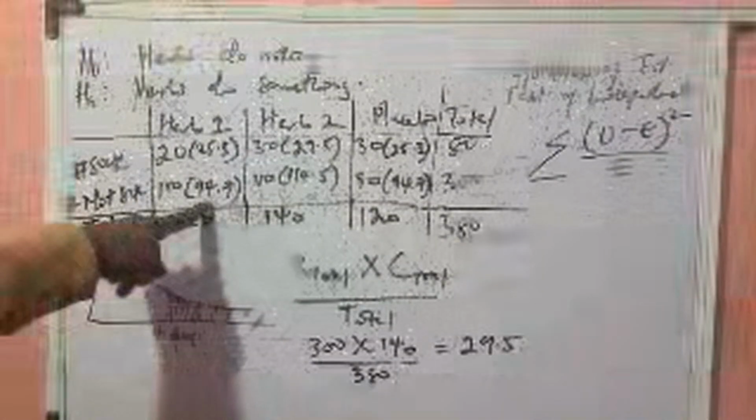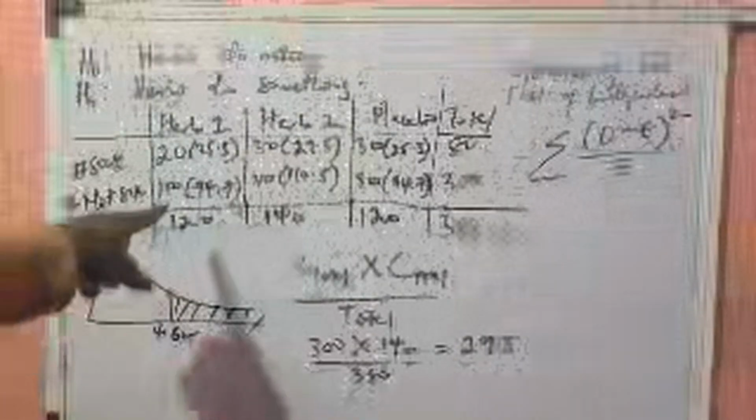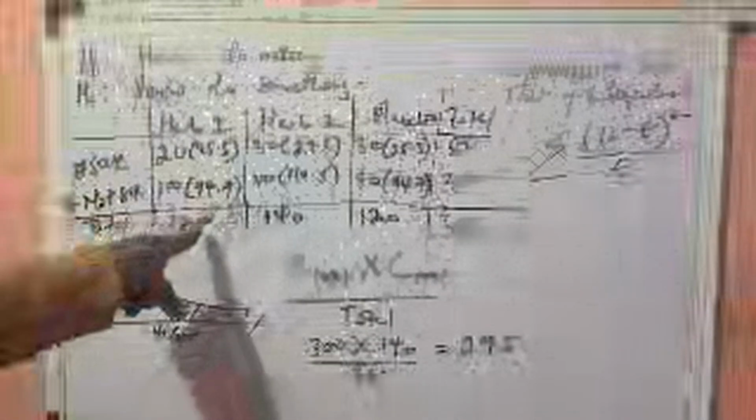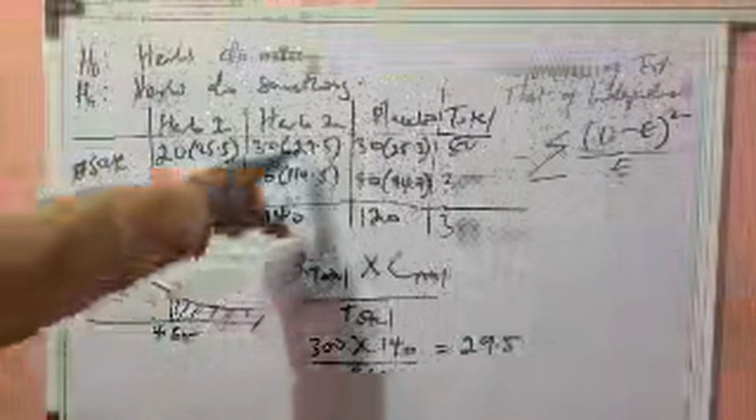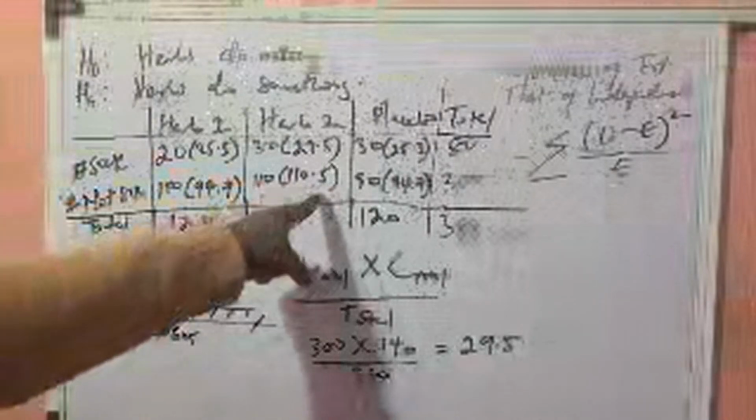Now, let me give you something that you must notice. When you're done with these expected values, if you do 25.3 plus 94.7, the value you get when you add these two together must be the total here also. So you can see that 25.3 plus 94.7 is still 120, all right? 29.5 plus 110.5 is still 140. You can see it goes on and on. The same thing goes for the row.